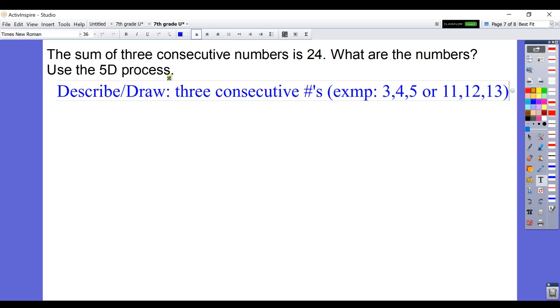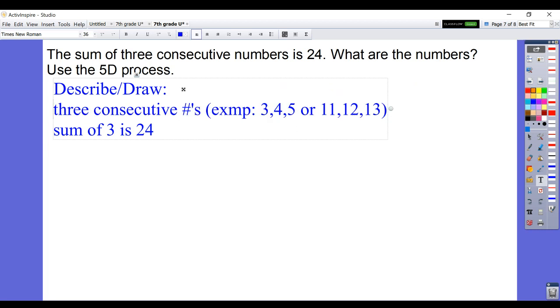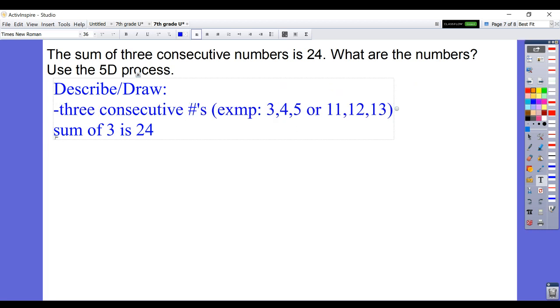And the other bit of information that's important is that the sum of the 3 has to equal 24. Oops, I typed wrong, sorry. The sum of 3 is 24. I think I'll put is instead of equals. So those are the 2 critical bits of information, and I guess I could make them into 2 separate lines here.